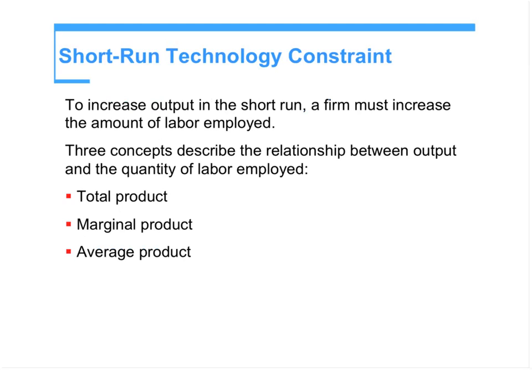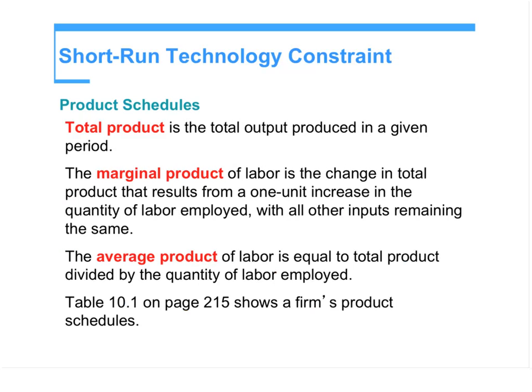Three concepts describe the relationship between output and quantity of labor employed: the total product concept, marginal product, and average product. We're going to discuss all three of these major concepts that describe the relationship between output and the labor that you employ. So let's go through them one by one.